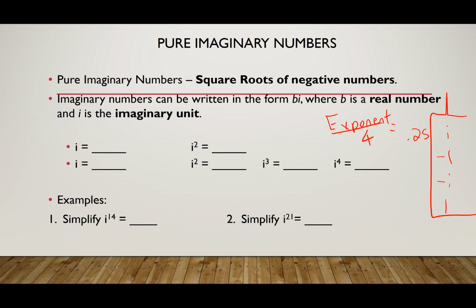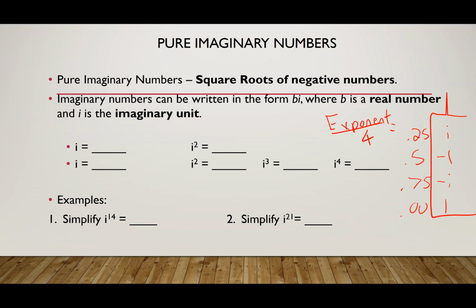And again, if it ends in 0.5, it's the second part of the pattern, so it's the same thing as negative 1. If it ends in 0.75, it's the third part of the pattern, negative i. And if it ends as a whole number, it's the fourth part of the pattern, and then it's 1.